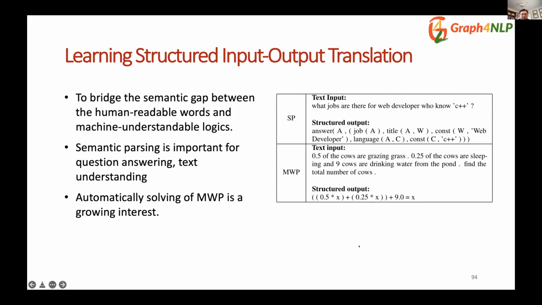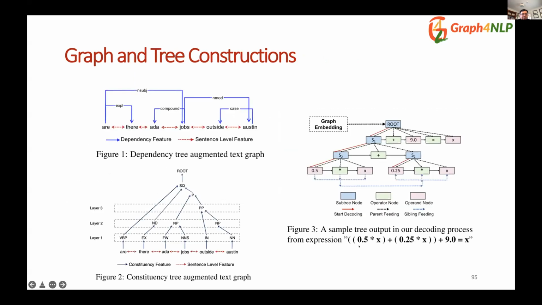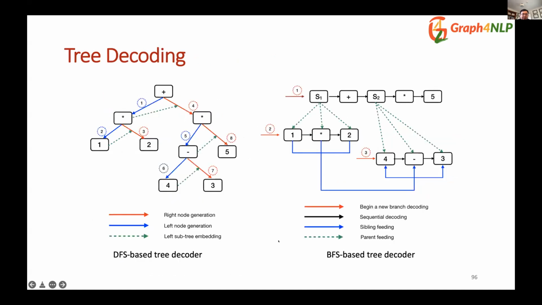So this is the way that we can do the graph and tree construction. Just to show you some examples, you can use a dependency tree augmented text graph or a constituency tree augmented text graph. On the right-hand side, you can decompose the sequence equation into a tree structure. Of course, there are several ways to do the tree decoding. You can use DFS-based tree decoding or use the BFS tree decoder.